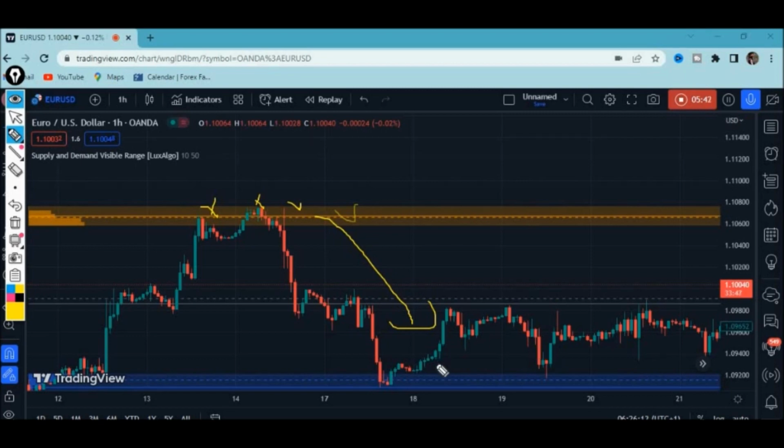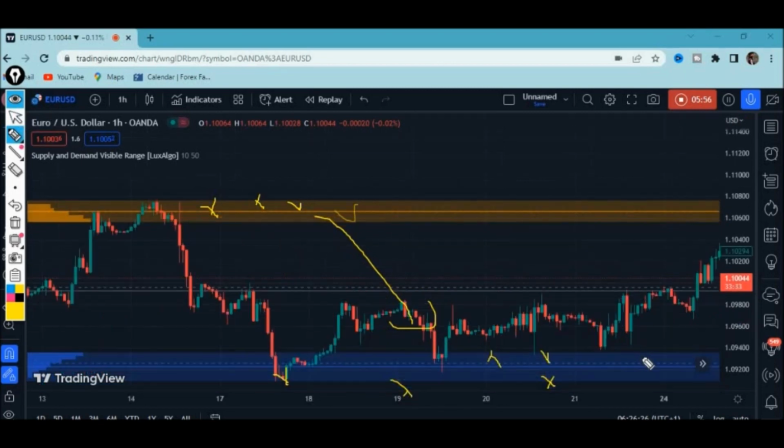And as well, when it comes to our demand zone and you see price being rejected several times, this tells you that the market has a probability of actually reversing and starting buying. So that's usage number two.